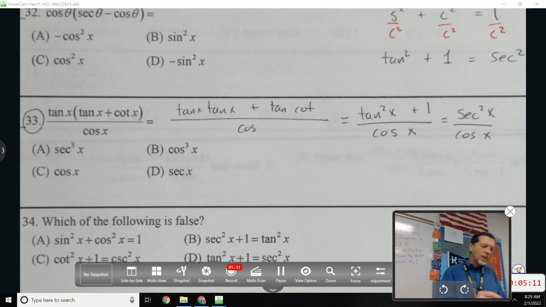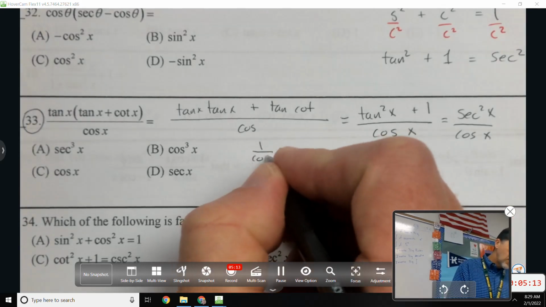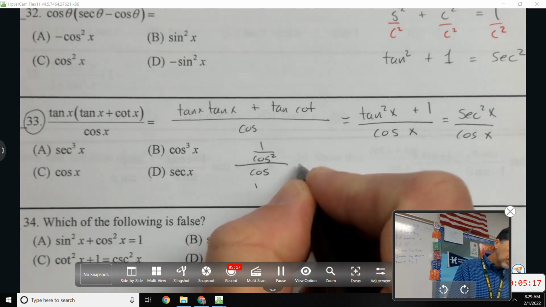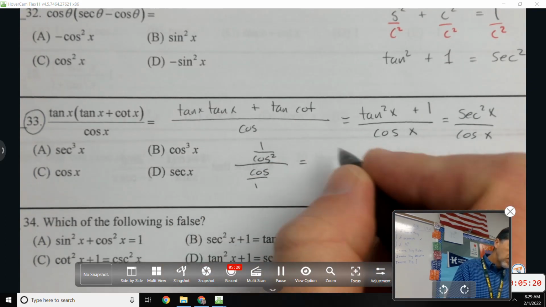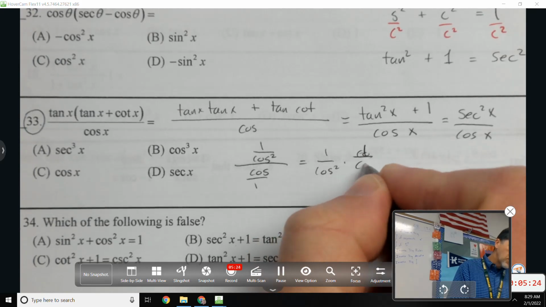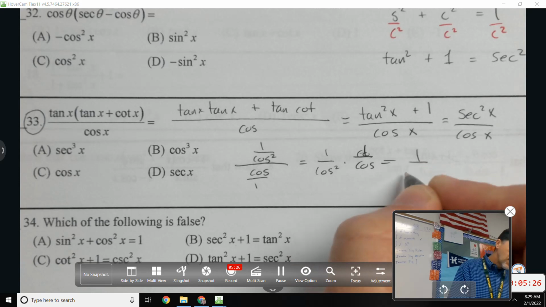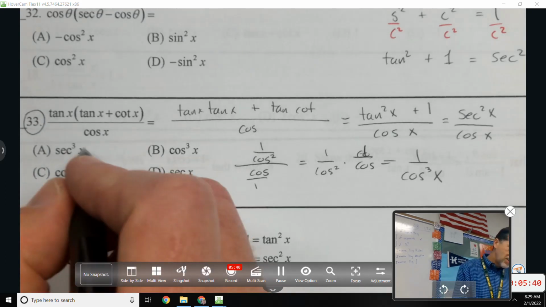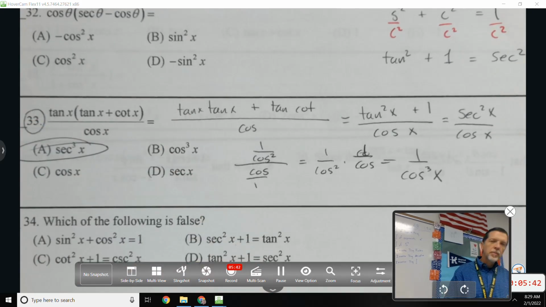If I make the secant trade, if I change secant to 1 over cosine, then I end up with cosine on the bottom over 1, then flip it, and then you multiply it. Keep it, change it, flip it. Yeah, and then you just cross them out. No, nothing gets crossed out. 1 over cosine cubed. So is my answer B? No. What's 1 over cosine cubed? Secant cubed.